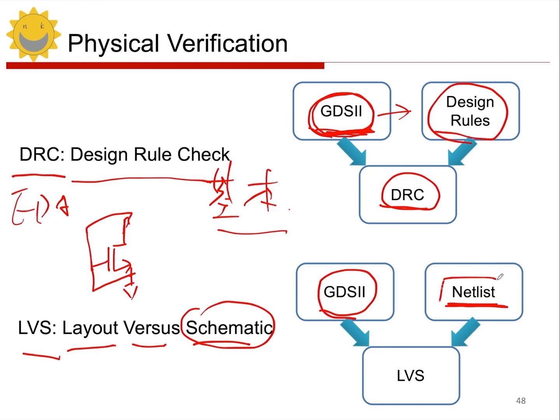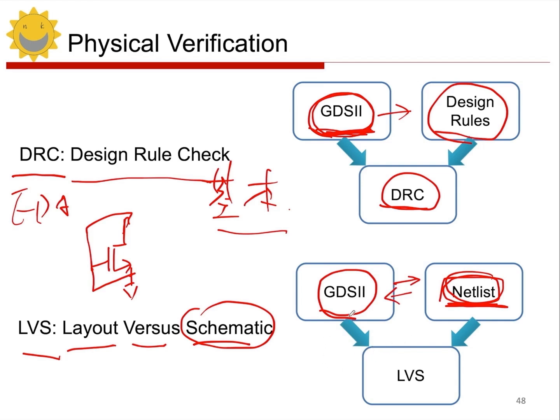You input your schematic, right? The netlist corresponding to the schematic, and then it can check your GDS2. From the GDS2, it will also generate a netlist, and then these two netlists will be compared to see if they match. If they match, great, no problem. If they don't match, it means you've made a mistake in your drawing.